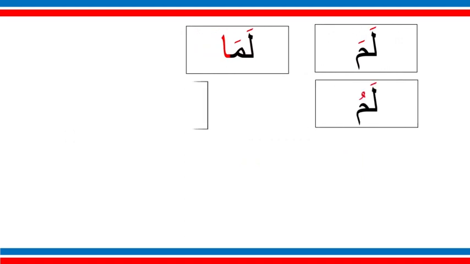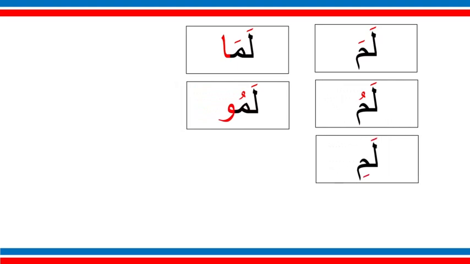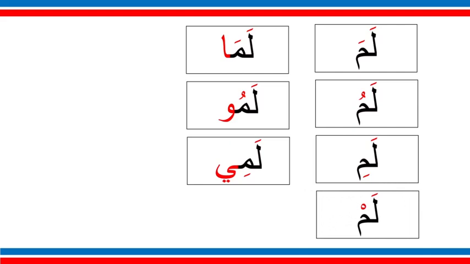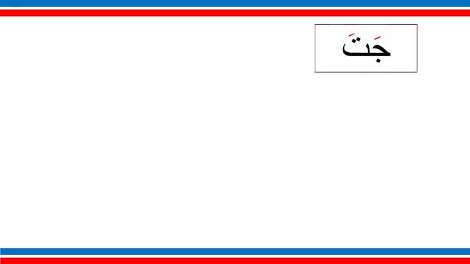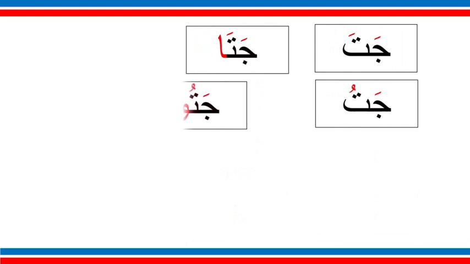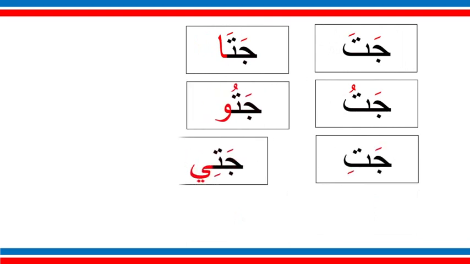Let's take random letters. We have now here lama, lama, lamu, lamu, short and long, lami, lami. Now, if I don't want to put a haraka on the letter, I want to stop, I will say lam. Did you notice when I stop on m, I didn't put ma or mu or mi? It is m. So also there is no long because it's just a stop. Lam.